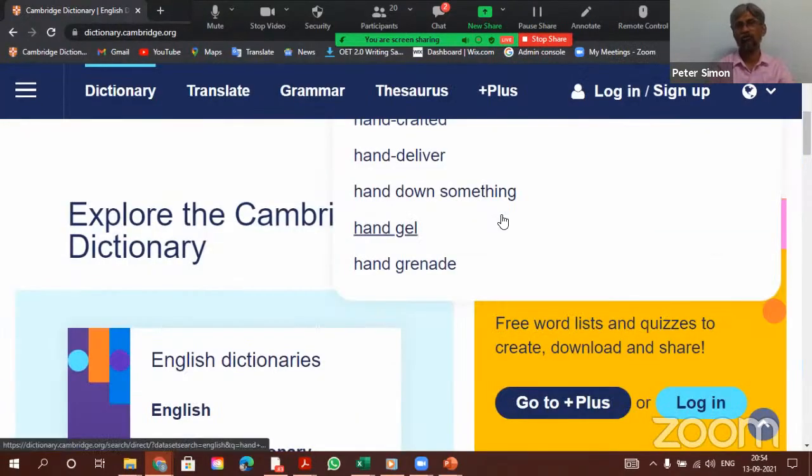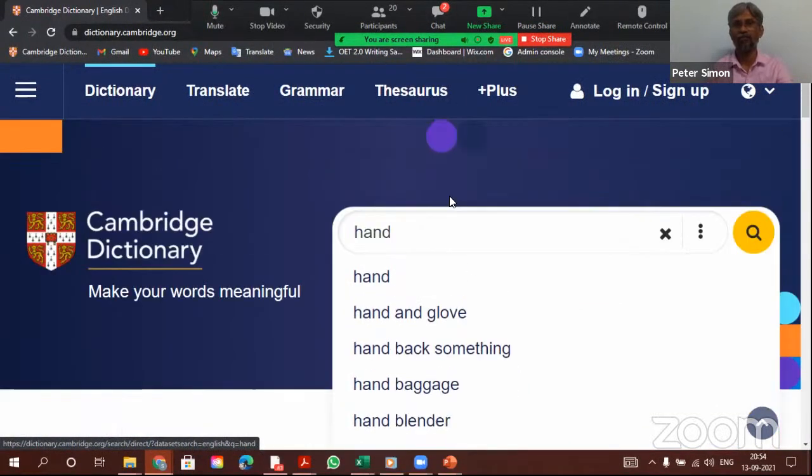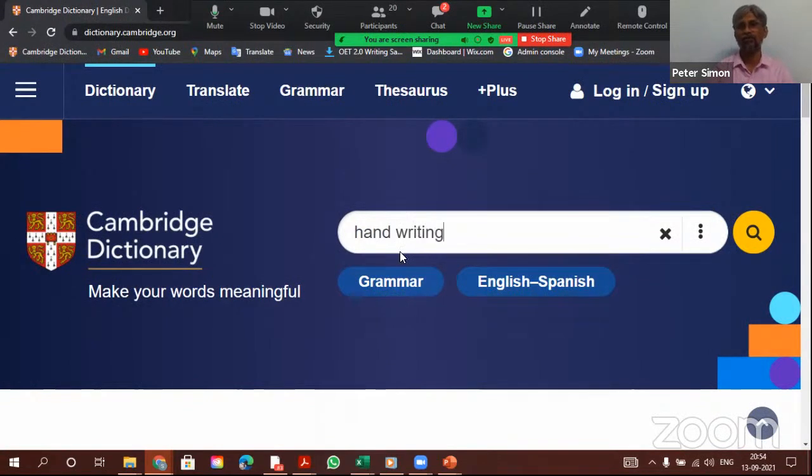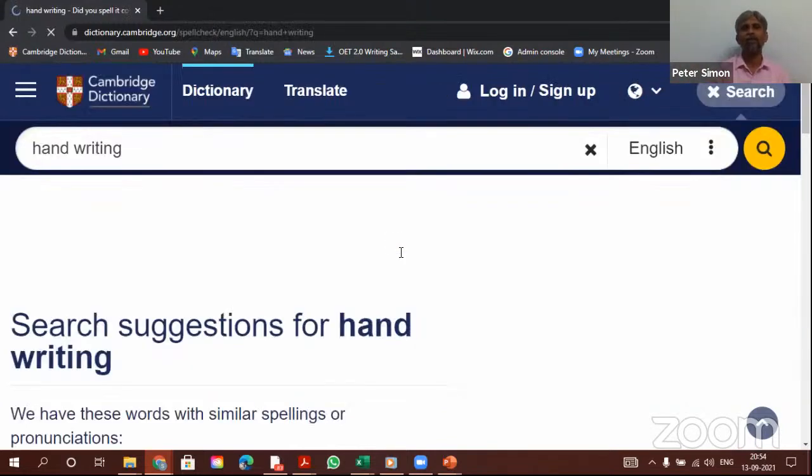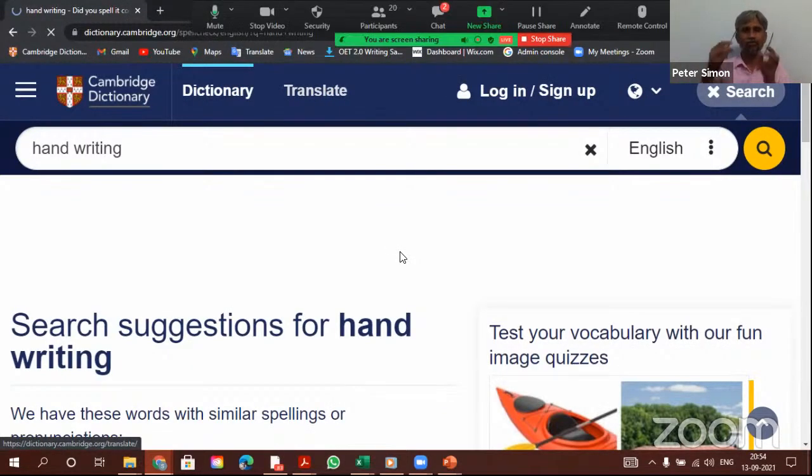And space, same as I am typing. Space. "Handwriting" written as two words: there is no such word in the English dictionary. How did this answer sheet come out right? Now tell me. In the Cambridge Dictionary, there is no phrase called "hand writing." I'll just click open and it is showing you some suggestions.